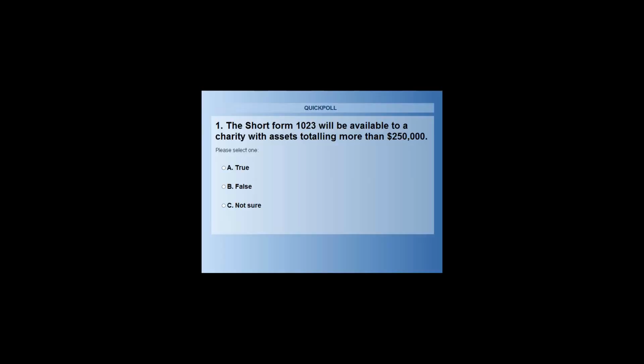Thanks, John. So as a reminder, to receive CE credit, you'll need to answer 3 of the 4 polling questions we'll be asking today. And the first is just a quick review of what John has just gone over. True or false, the short form 1023 will be available to a charity with assets totaling more than $250,000. And again, the answers are A, true, B, false, and C, not sure. I'll give you about 10 more seconds to answer. And we'll close the polls in 3, 2, and 1.